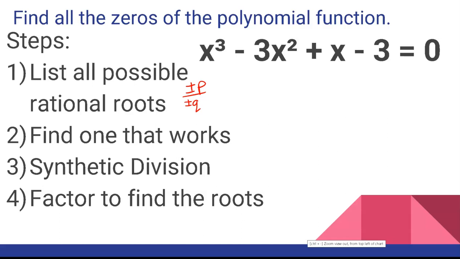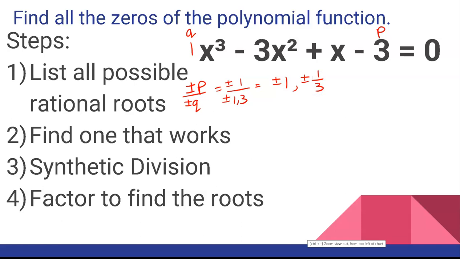Okay, so with this guy, let's make our list. P's over Q's. So which one's the P? The -3 on the end. And what's my Q? Good, it's a 1 right here. So we're going to have positive and negative 1 divided by positive and negative 1 and 3. So this list is going to be 1 divided by 1 and 1 divided by 3. That's a nice little short list, right?